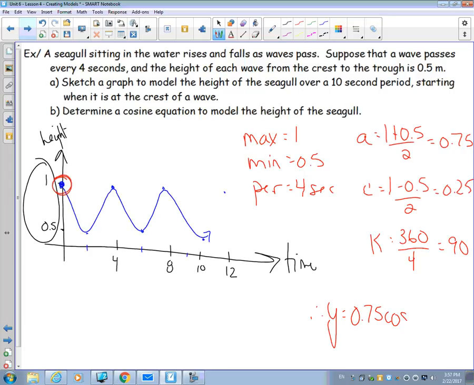A, 0.25. Cos. K, 90x. There was no translation, so only one bracket needed. And then plus C, 0.75. There's an equation. Nice and quick. I can get that pretty easy off that graph.